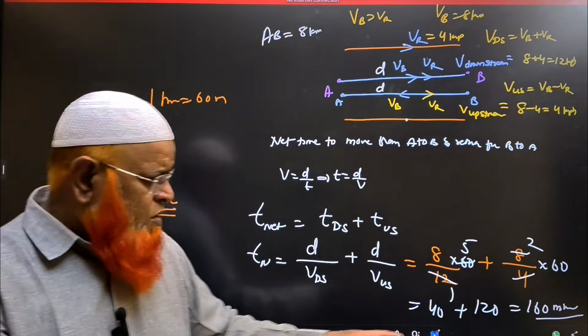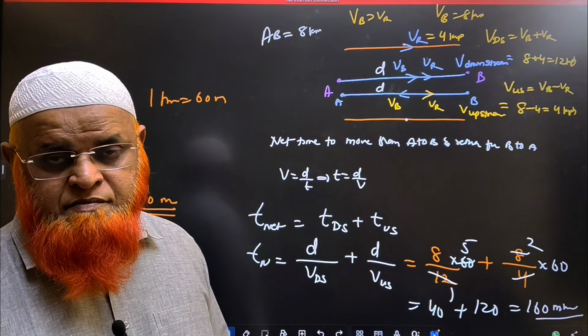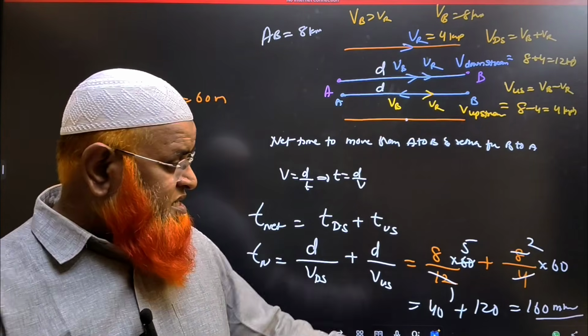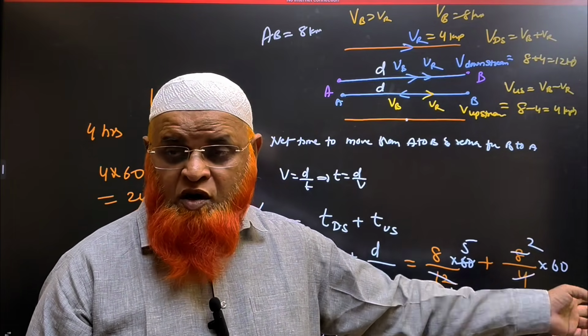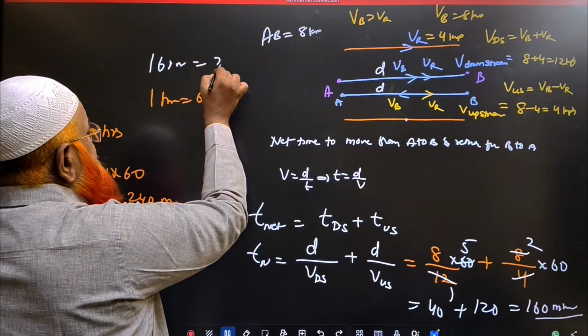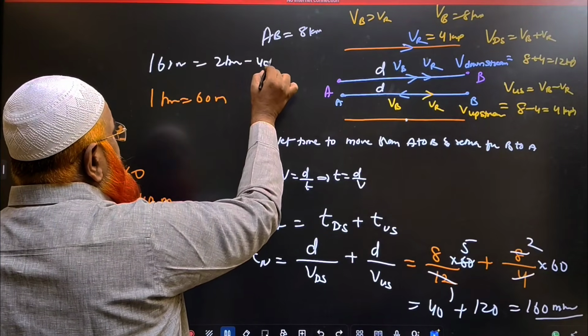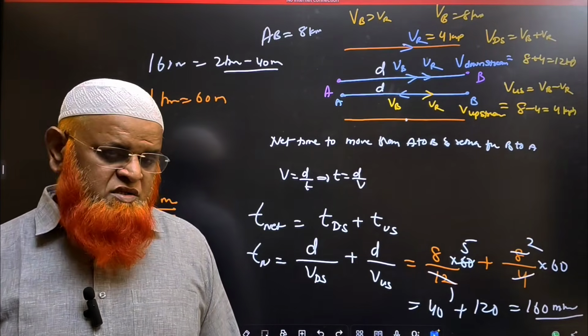160 minutes means how many hours? Very good, super. Because 60 minutes means 1 hour. So 60 plus 60 is 120. 120 means 2 hours. So 160 minutes is nothing but 2 hours 40 minutes, isn't it? Is it clear? So simple it is.